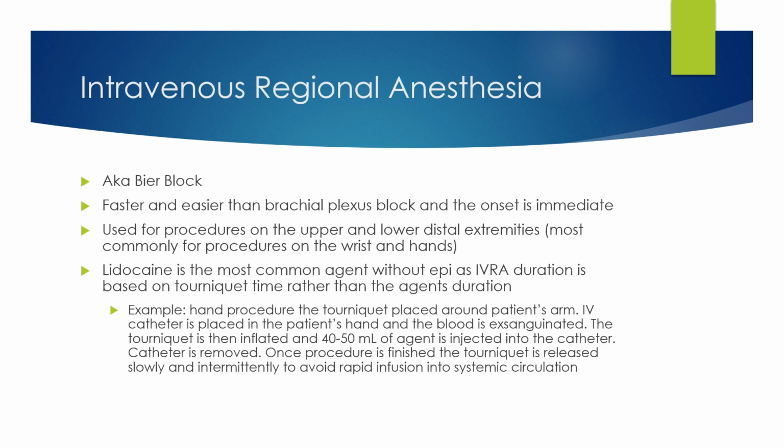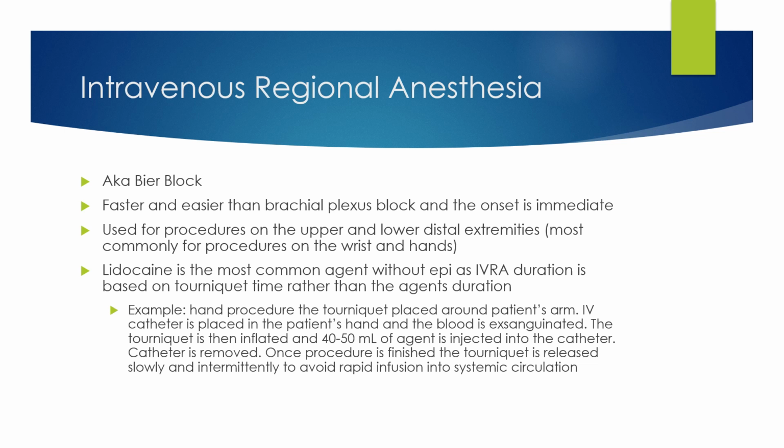Okay, then we have the intravenous regional anesthesia, or IVRAs, aka the Bier block. These are faster and easier than brachial plexus blocks, and the onset is immediate. These are used for procedures on the upper and lower distal extremities, but most commonly they're used for procedures of the wrist and hands. Lidocaine is the most common agent, without epi, because IVRA duration is based on tourniquet time rather than the agent's duration, so we are not using epi with these.